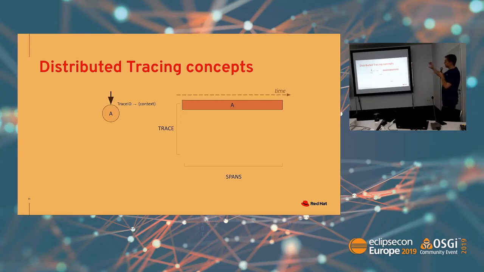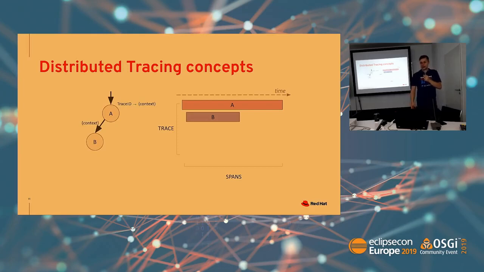And the invocation in the service is modeled with a span. So A, that line A, represents an invocation in service A. You see it has some duration, so we are able to tell how long it took to process the request in service A. When service A calls any downstream services, the same thing happens again. The context is propagated, and tracing creates spans for each invocation in each service.